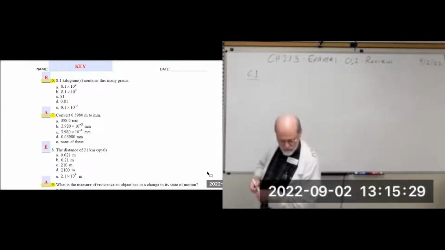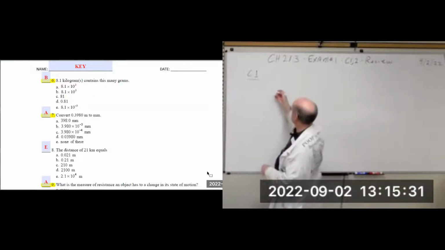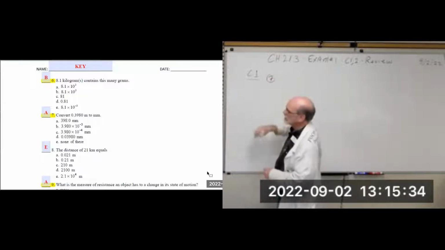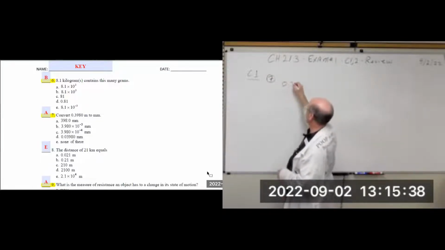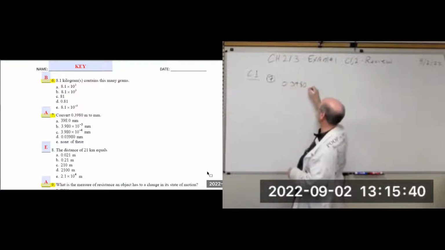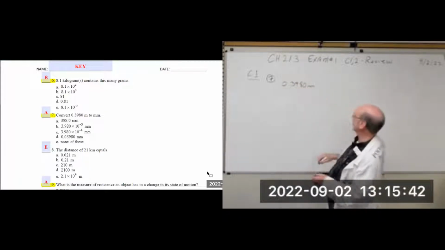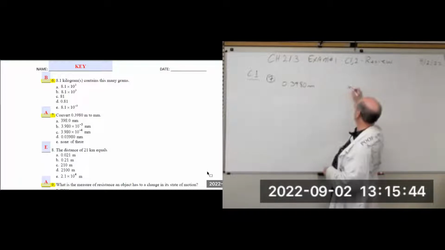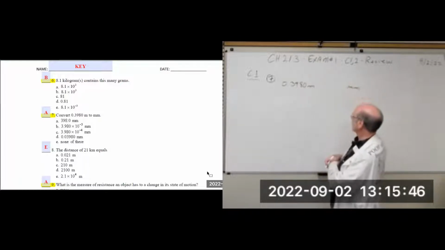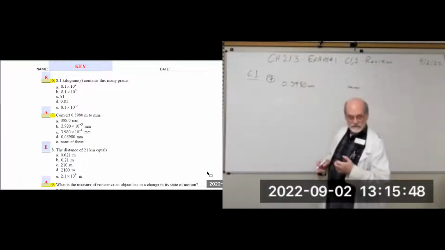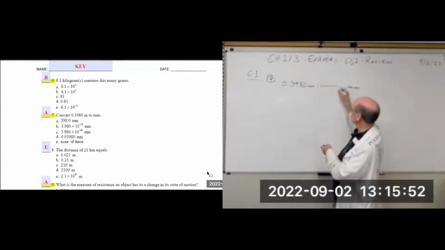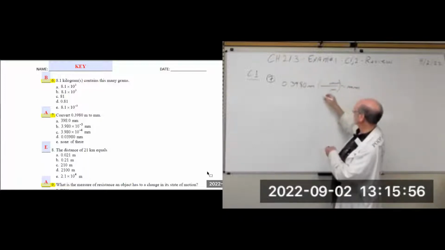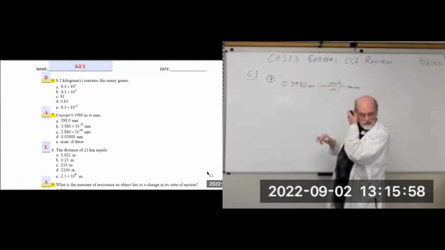Seven. Convert 0.3980 meters to what? Millimeters. Okay. You have 2 options here. Right? You can use the dimensional analysis, right? Use the units, meters, millimeters on top. Right? So how many millimeters in a meter?